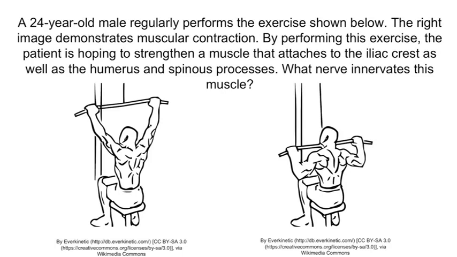A 24-year-old male regularly performs the exercise shown below. The right image demonstrates muscular contraction. By performing this exercise, the patient is hoping to strengthen a muscle that attaches to the iliac crest, as well as the humerus and spinous processes. What nerve innervates this muscle? Hopefully you recognize that the muscle described is the latissimus dorsi. In fact, this workout is often called the lat pull-down.